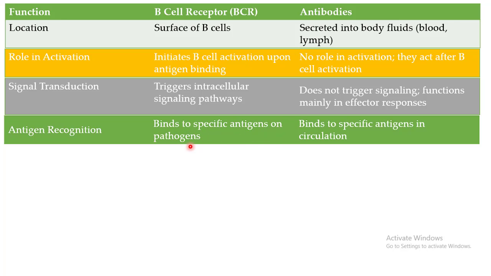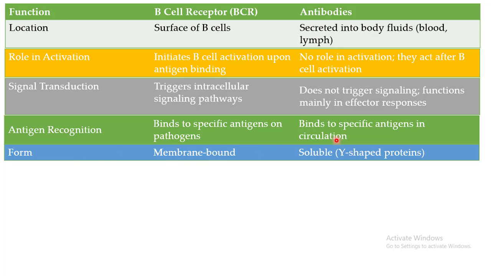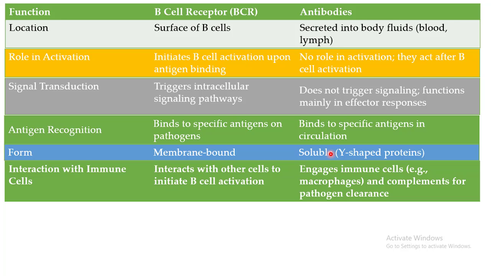If you talk about the antigen recognition, the B cell receptors are going to bind to specific antigen on the pathogens. That means they are going to bind the whole of the pathogens, and they are attached to the surface of the membrane. When we talk about these antibodies, they are going to bind to specific antigen in the circulation, for example, in the blood or in the lymph nodes. If you talk about their form, the B cell receptors are membrane bound, and the antibodies are soluble, Y-shaped proteins. They are not bound to the surface of the B cells.